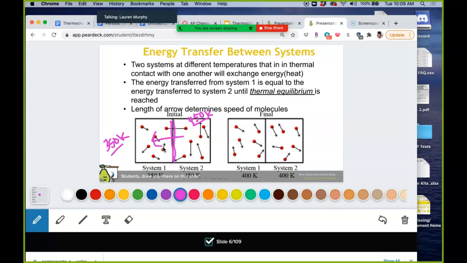So this system absorbs heat, but, sorry, I don't know why that's sticking like that. Why does this always happen during this period? This system, oh my gosh, I'm going to unplug it.